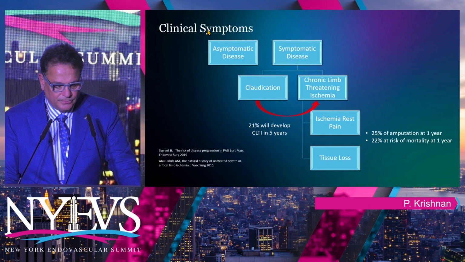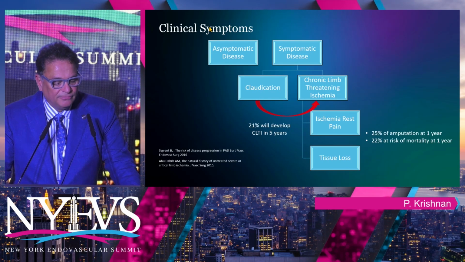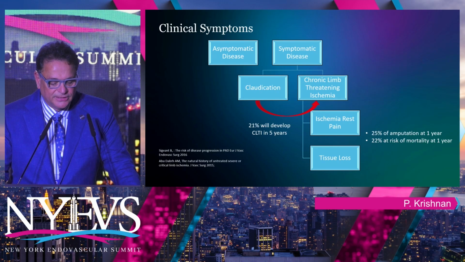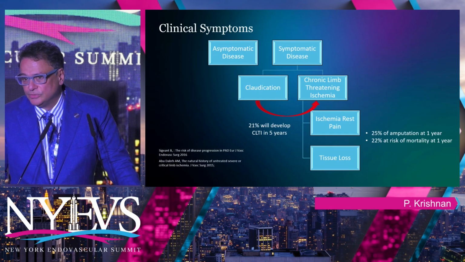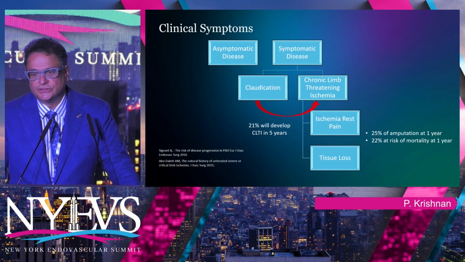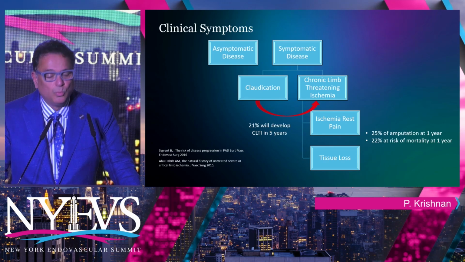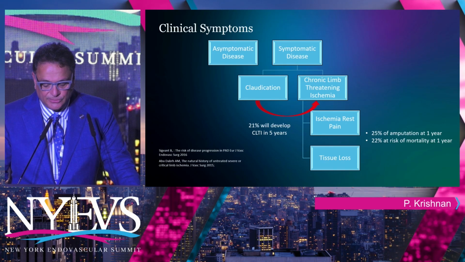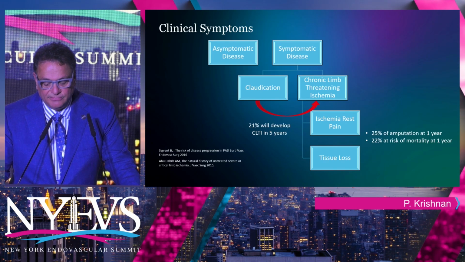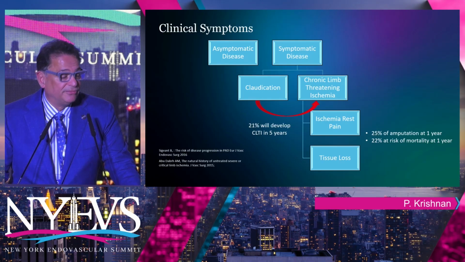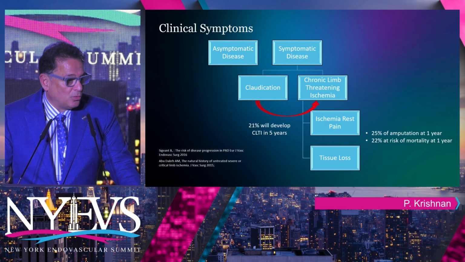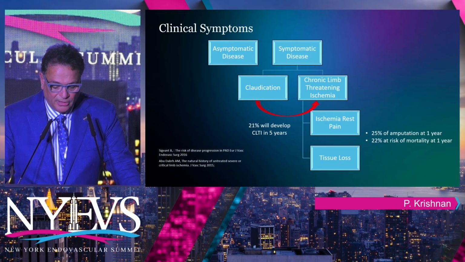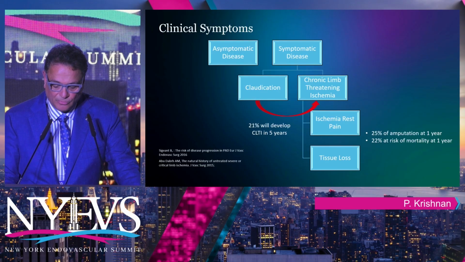So 21% of claudication patients will develop CLTI within 5 years. Arguable statistic. I can show you statistics that'll say only 5% will. But once you get to ischemic rest pain and tissue loss, 25% of these patients will suffer amputation at 1 year. And of course, as we know, those of you who are cardiologists, 22% at risk for mortality at 1 year.